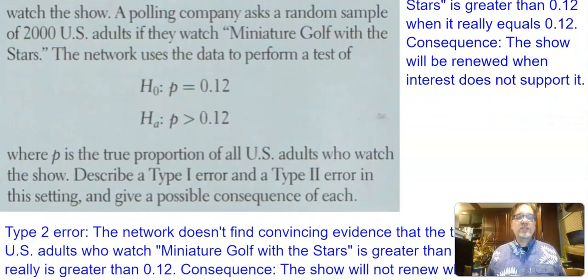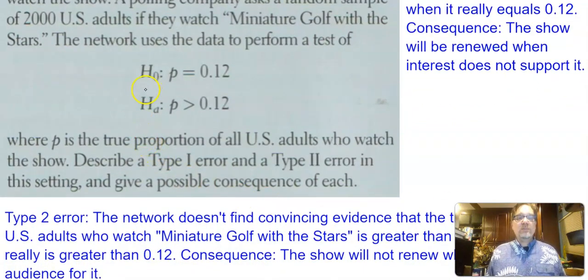The network uses the data to perform a test of the null hypothesis, p = 0.12, and the alternative hypothesis, p > 0.12, where p is the true proportion of all U.S. adults who watch the show. Describe a type 1 error and a type 2 error in this setting and give possible consequences of each.